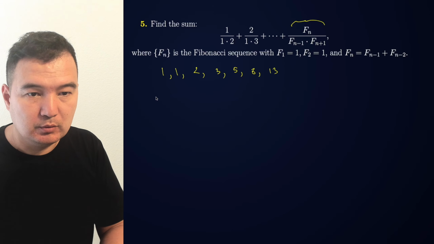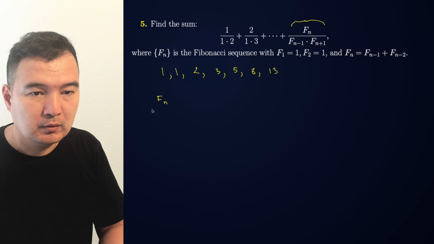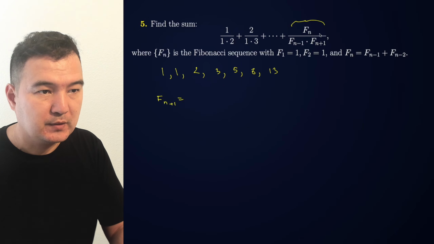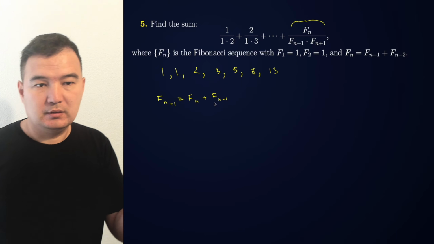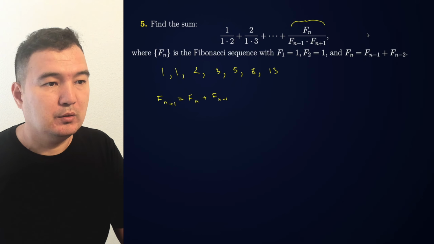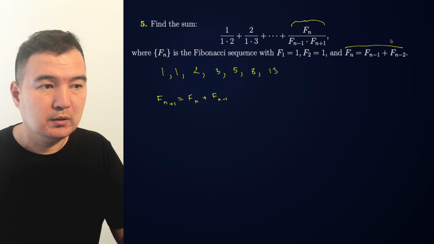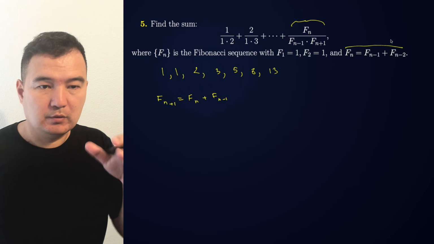So let's look at Fn. Let me write the formula for this using these three terms. Fn plus 1 is obviously equal to Fn plus Fn minus 1, right? The sum of the previous two terms. Or it's the same formula, but with the formula for Fn plus 1.